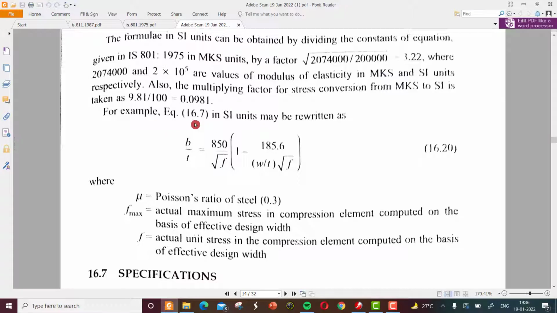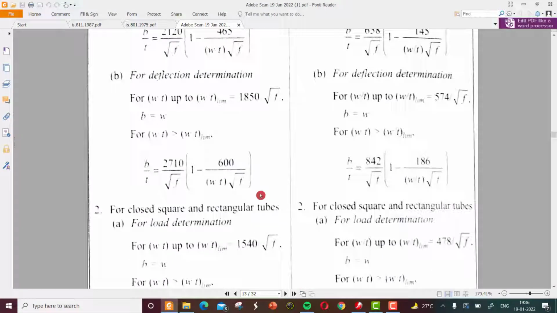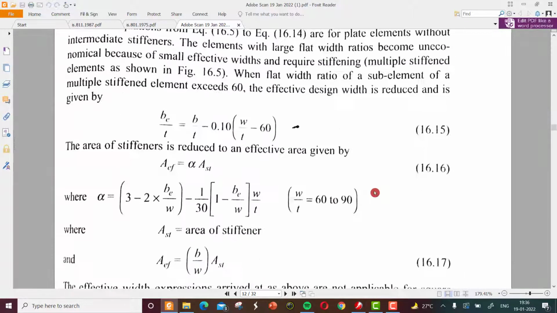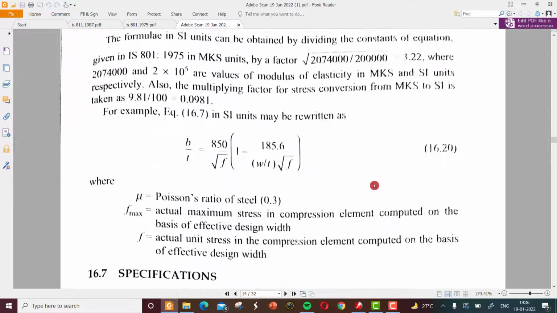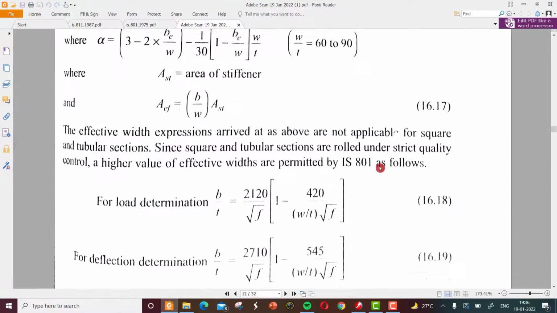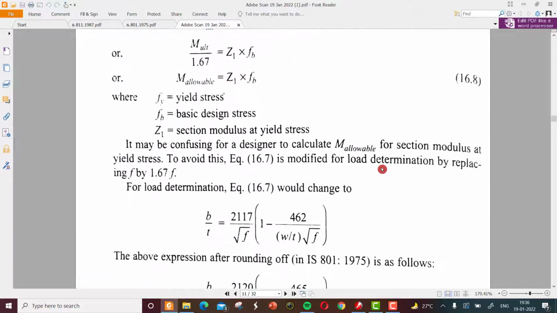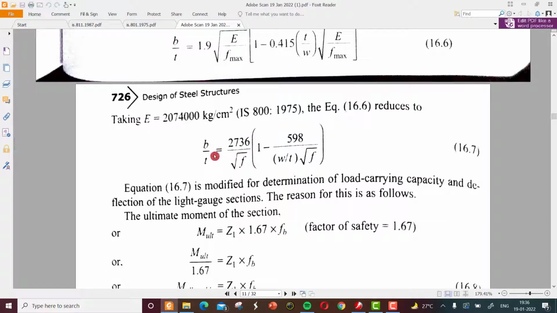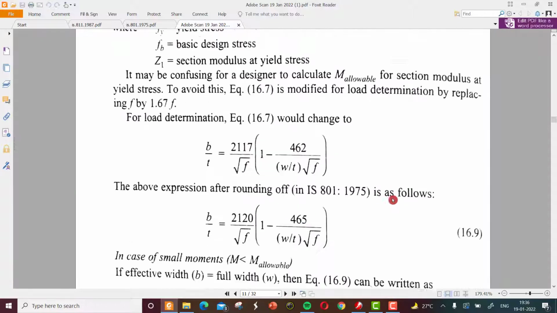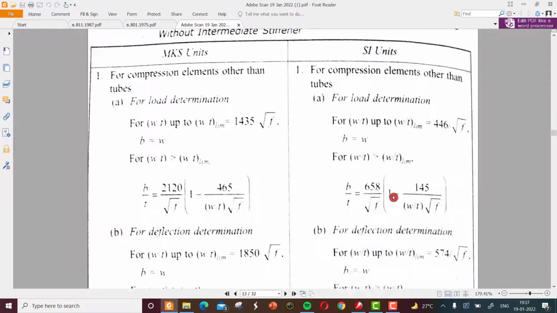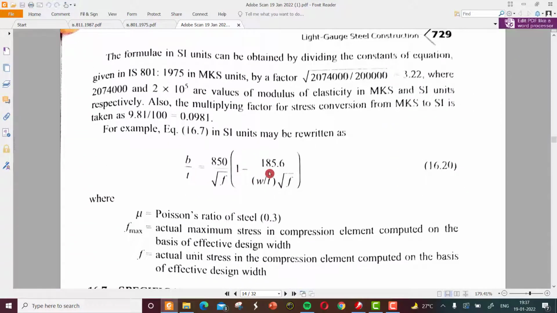For example, SI equation 16.7. We'll see 16.7. We go past. The equation is this one. B by T is equal to 2736 by, so 2736598, can be converted to this value 850 by root of into this by conversion using these values.